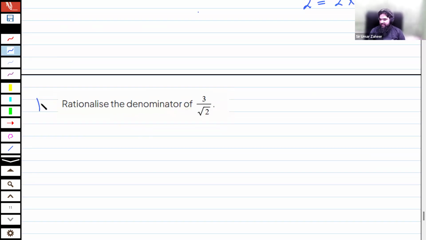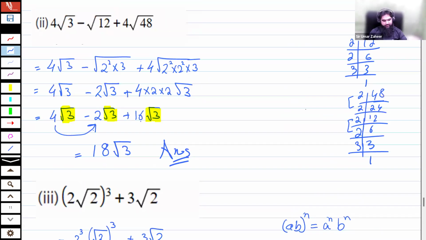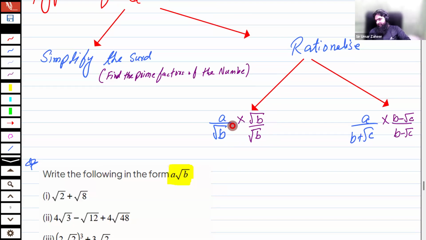Now look here, it says that you have to rationalize the denominator. I just told you we have two types of question. If you have single fractions, you have to multiply and divide with the denominator. This step is known as rationalization.